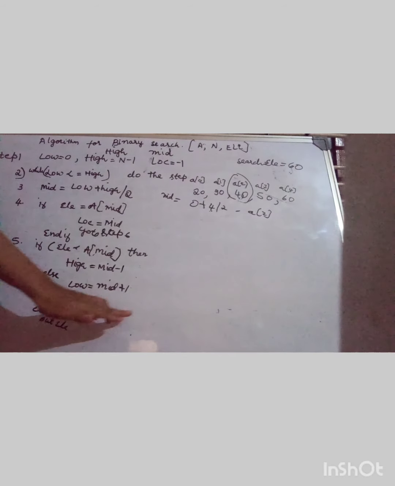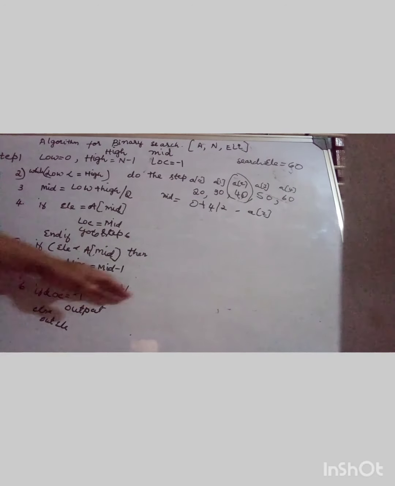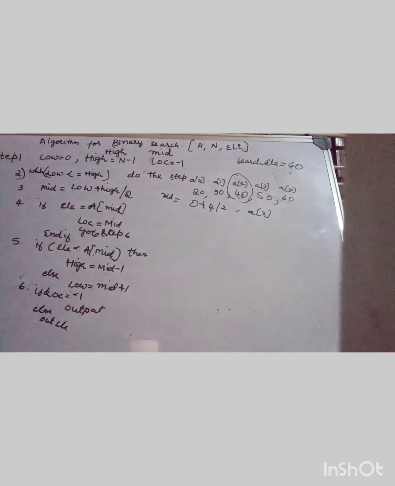Output: element is found at the position, and stop. In the array we have to display the location and stop. This is the algorithm for binary search.